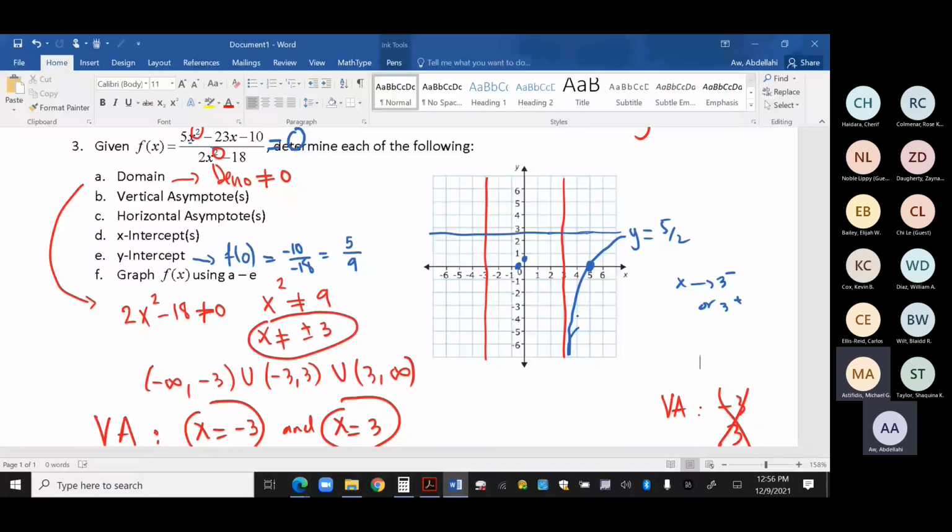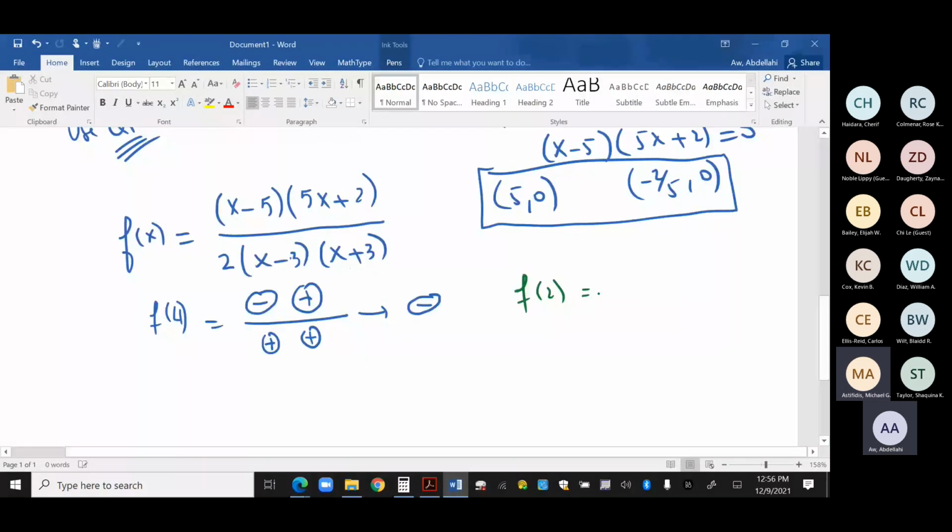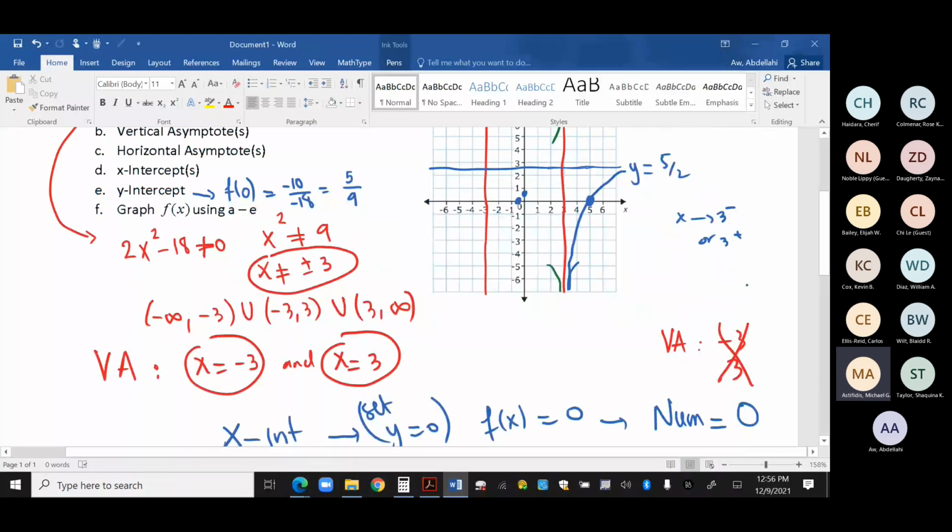If I plug in a number right here, again on the right side, am I here or am I here? To know that, let me plug in 2, f of 2. What do I get? 2 minus 5 is negative. 5 times 2 plus 2 is positive. 2 minus 3 is negative. And 2 plus 3 is positive. This ends up being positive, which means my graph is actually up here.